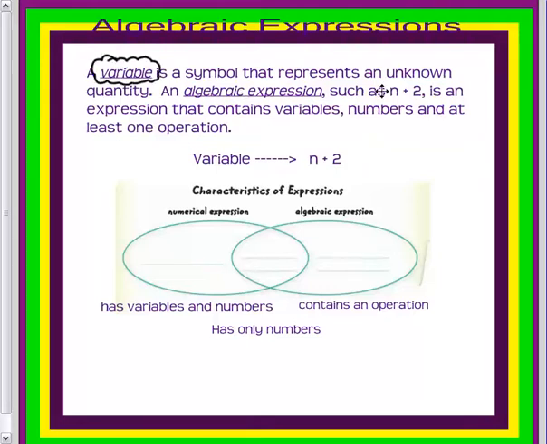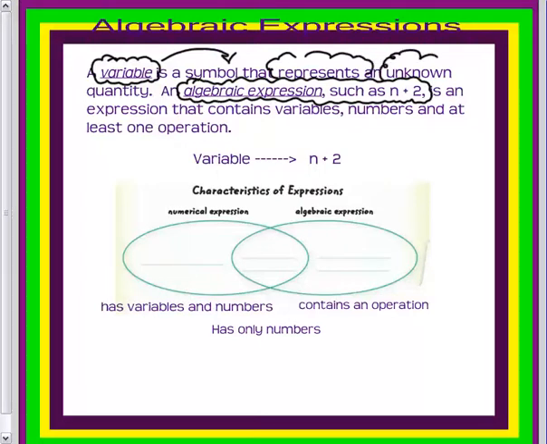And an algebraic expression, such as n plus 2, is an expression that contains variables, numbers, and at least one operation. So you can just give this example, algebraic expression n plus 2. Okay, an expression does not have an equal sign. Okay, so just to recap, a variable is a symbol that represents an unknown. Okay, so the variable in this expression is the n. So in n plus 2, that's the expression.